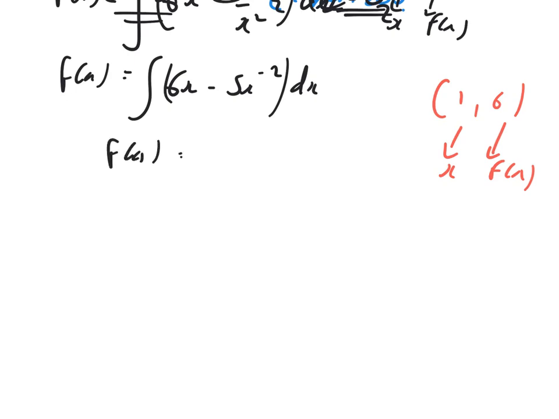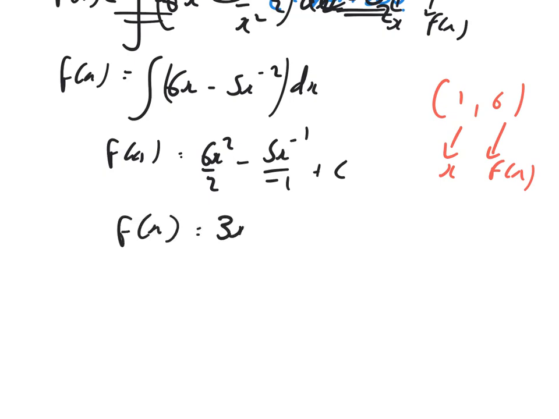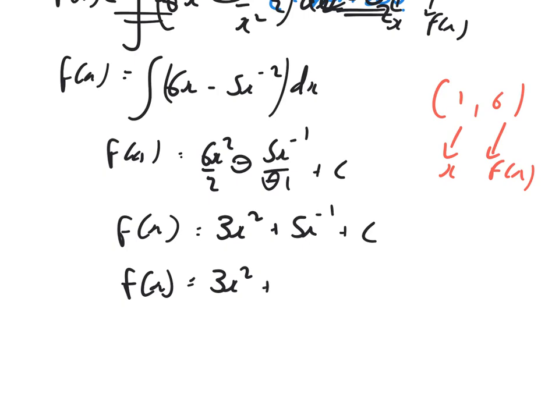Okay, so 6x squared over 2 minus 5x to the minus 1 over minus 1 plus c. Okay, so 6x squared over 2 is 3x squared. Those two negatives give me a positive 5x to the minus 1 plus c. Let's bring that power back down. 3x squared plus 5 over x plus c. I can then make my substitution. Where I see x, replace it with 1. Where I see f of x, replace it with 6.